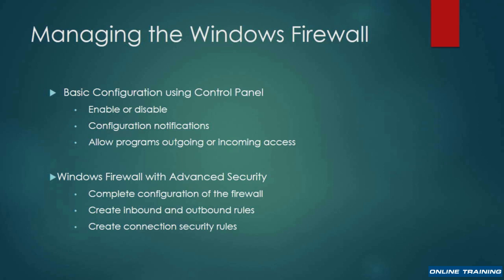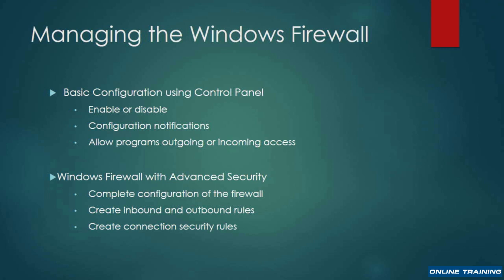The basic configuration that you have in the control panel is just that. It's basic, but at the same time, it's probably all that you'll need in many cases. You can enable or disable the firewall if you want. We can configure the notifications. Is it going to automatically notify when it blocks traffic or when it allows? And then I can allow programs. I can say that I want to allow a program or app through the firewall, and I can browse for that program or app and allow it.